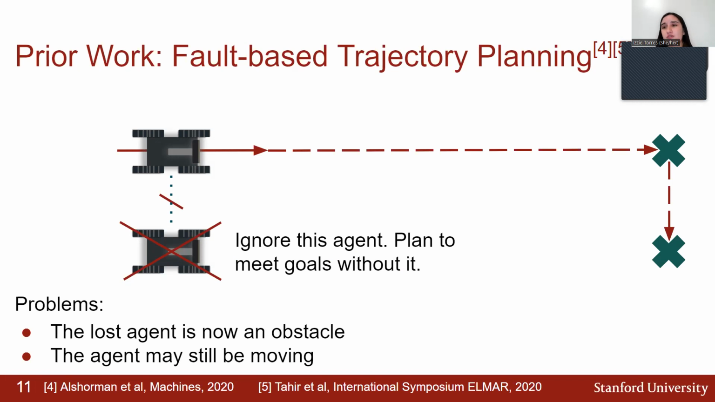That agent, the lunar robot that has died, is still on the moon with the rest of the rovers, and it is now an obstacle for them. And so it can't just be ignored. It also might still be moving because we don't know for certain that a fault has occurred. And so we have to be able to address both of these issues.